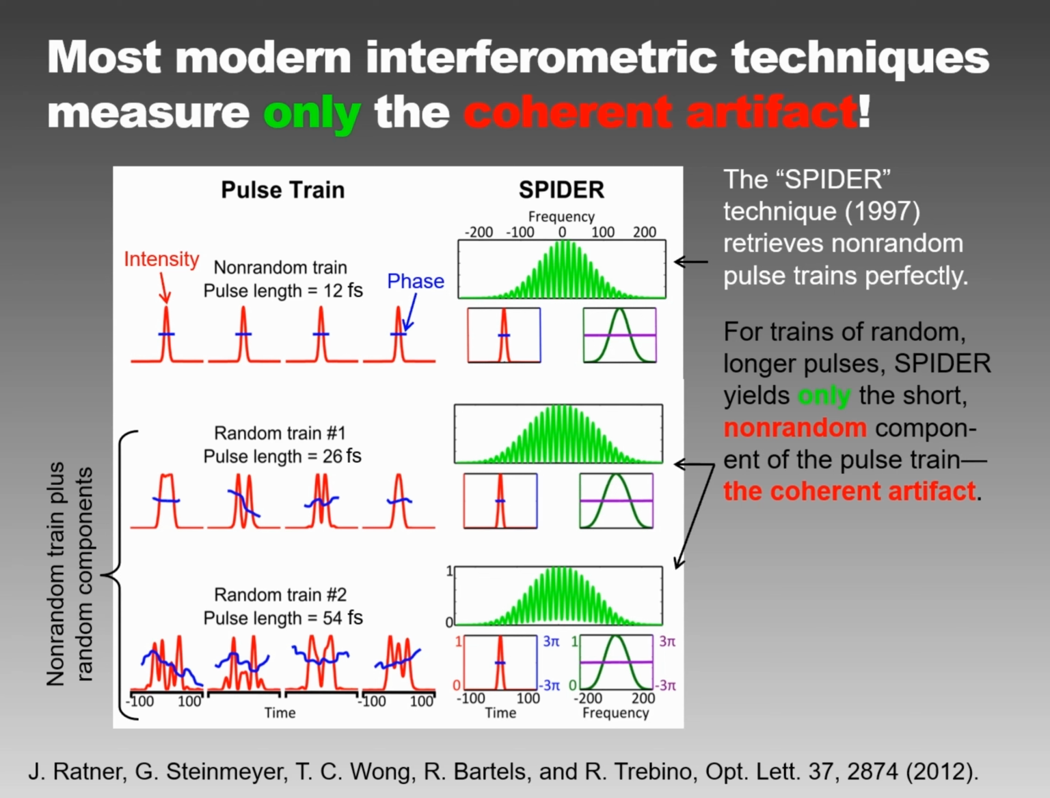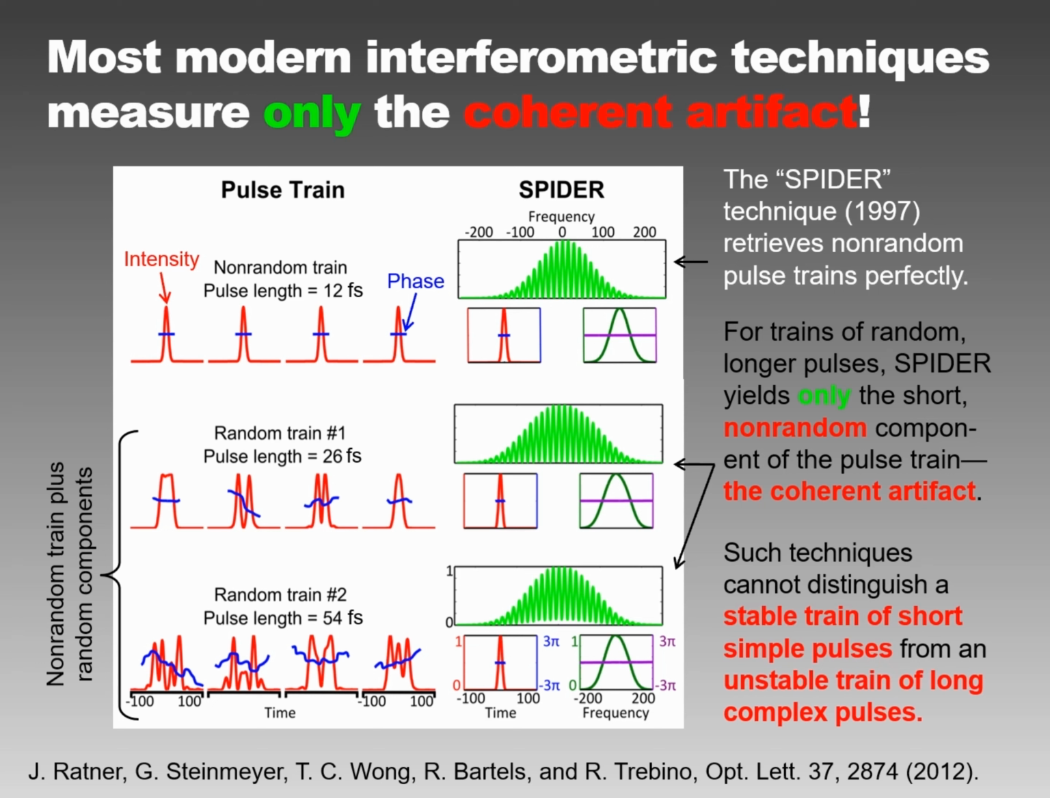The random components of the pulses generate intensity fringes with random phases, and so cancel out of the SPIDER trace, leaving only the SPIDER trace of the stable component. Interestingly, SPIDER accurately measures the average spectral phase, but that's the definition of the coherent artifact in the frequency domain. SPIDER and other modern interferometric techniques cannot distinguish between a stable train of short simple pulses and an unstable train of long complex pulses. As a result, they should never be used to measure pulse length.